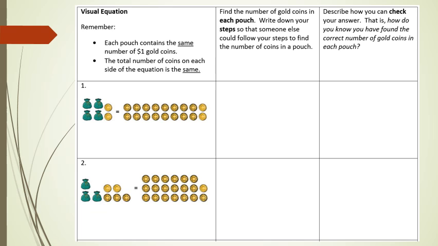For problem number 1, we have 4 pouches and 2 coins equals 18 coins. So I want to think 4 of something plus 2 is going to equal 18. So I'm going to start by subtracting 2 coins from each side. I'm going to write that in my steps here as well.